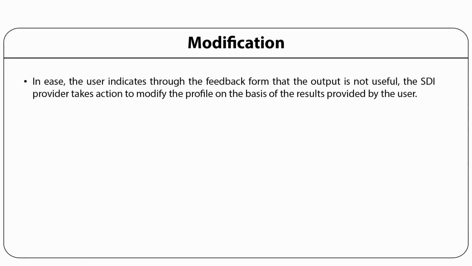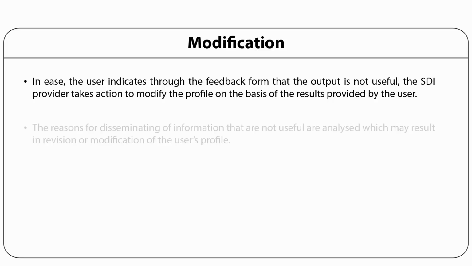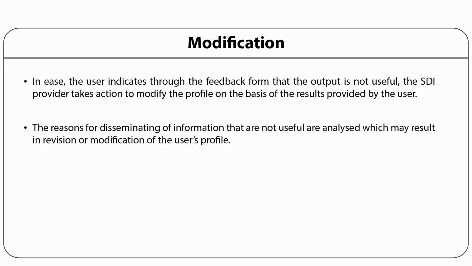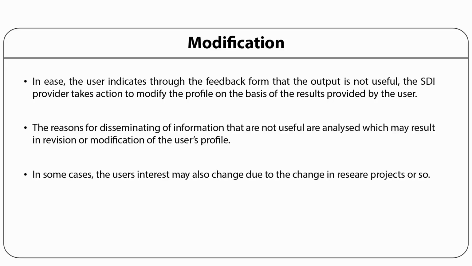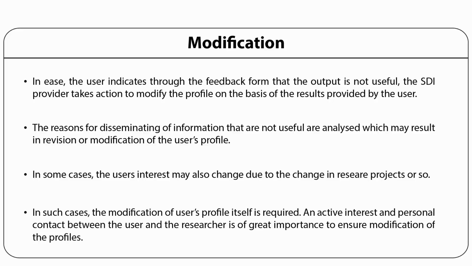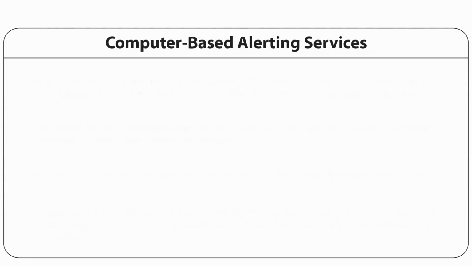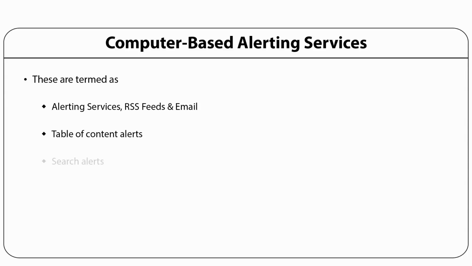Modification. In case the user indicates through the feedback form that the output is not useful, the SDI provider takes action to modify the profile on the basis of the results provided by the user. The reasons for disseminating of information that are not useful are analyzed, which may result in revision or modification of the user's profile. In some cases, the user's interest may also change due to the change in research projects or so. In such cases, the modification of the user profile itself is required. An active interest and personal contact between the user and the researcher is of great importance to ensure modification of the profile. Computer-based alerting services are termed as alerting services, RSS feeds and email, table of contents alerts, search alerts, citation alerts, and new publication alerts.